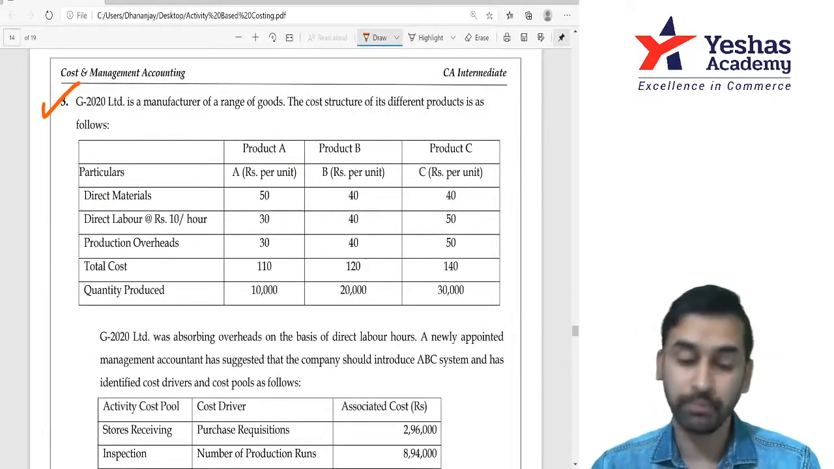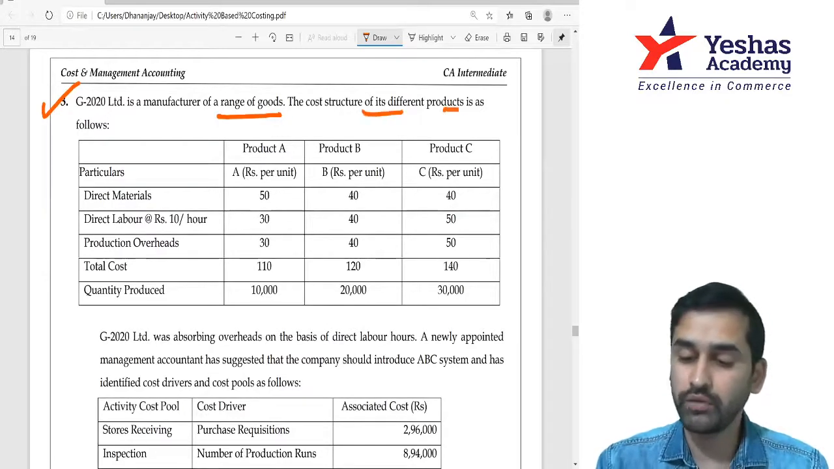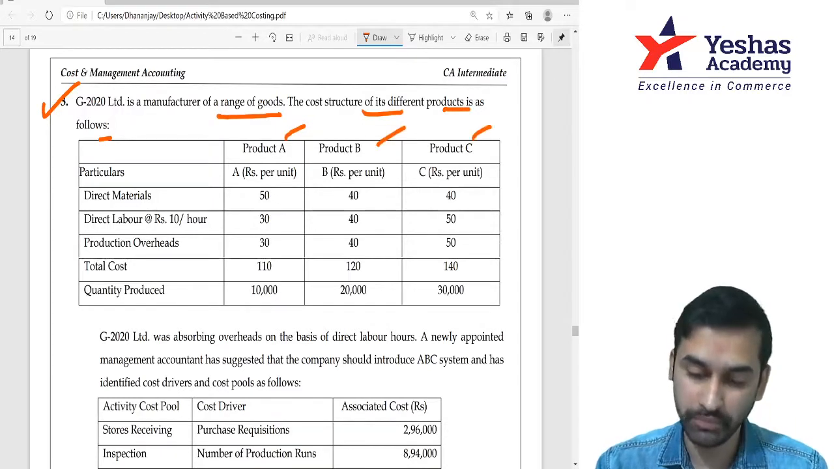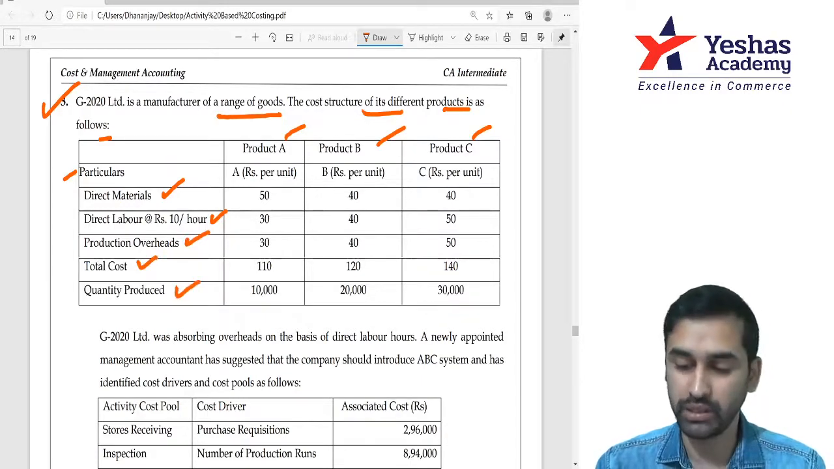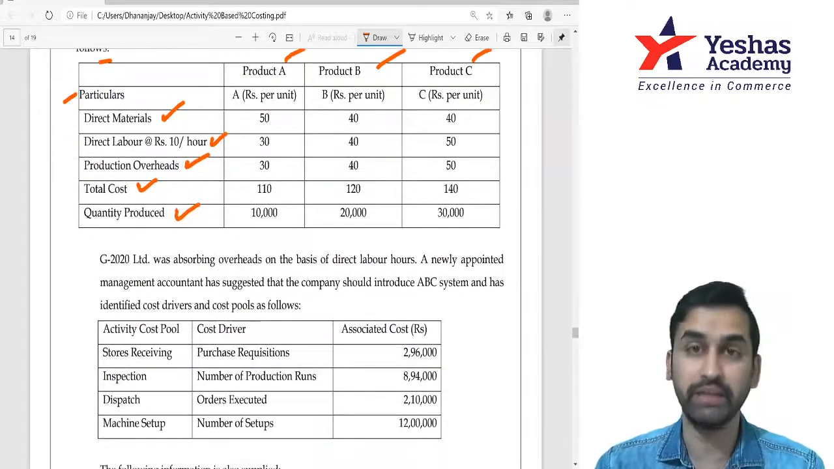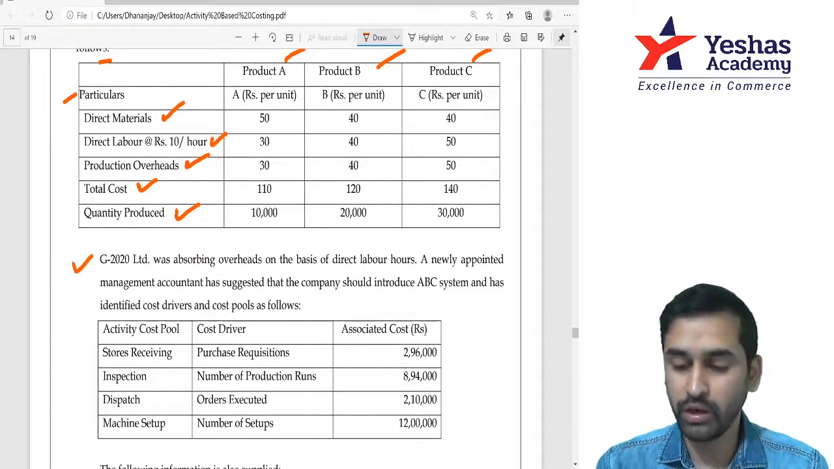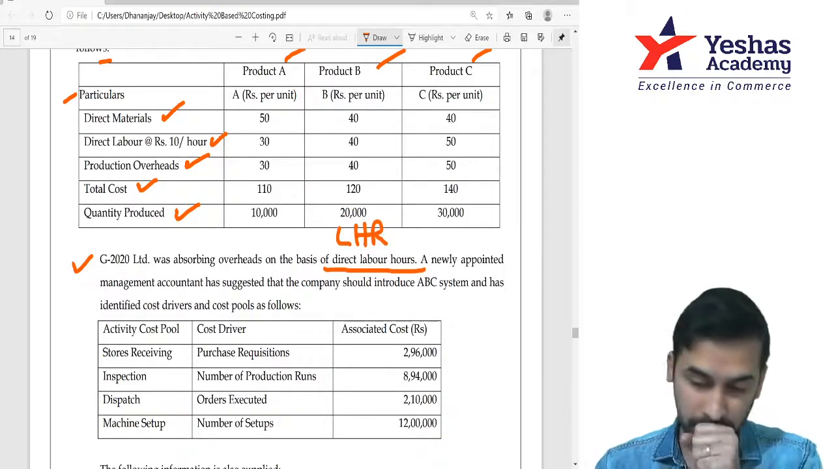G2020 Limited is a manufacturer of a range of goods. The cost structure of its different products is given to you: Product A, B and C. Particulars: material cost, labor cost, overheads, total cost, number of units. All details are properly given. G2020 was absorbing overhead on the basis of labor hours. That means so far they were following the LHR method.